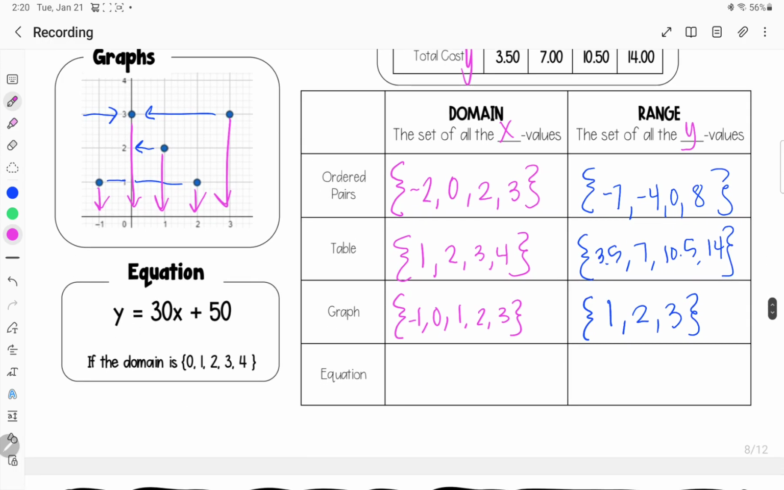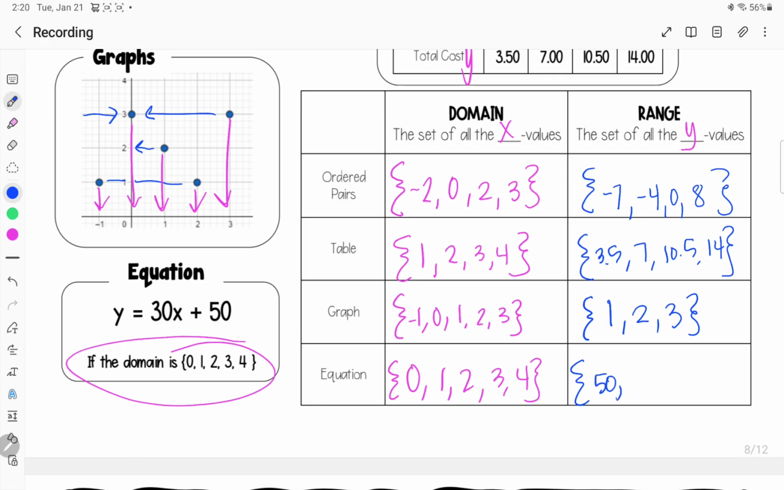All right. The last one, they've given us an equation. They've actually given us our domain. They said they want us to use the numbers 0, 1, 2, 3, and 4. And they're saying, what happens when we plug those in? So we're going to replace x with 0. So 30 times 0 is 0, and 0 plus 50 is 50. That means that y equals 50. So I have 50 as my first one. My second one, I'm going to replace x with 1. So I do 30 times 1, which is 30, 30 plus 50, which is 80.